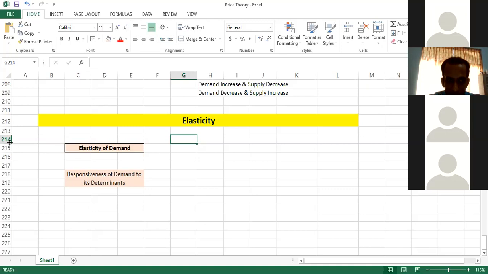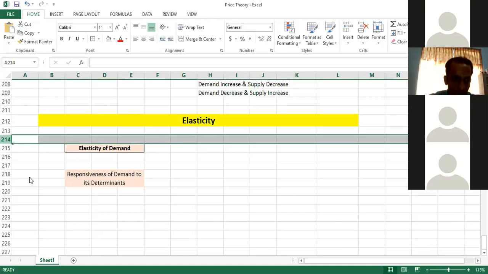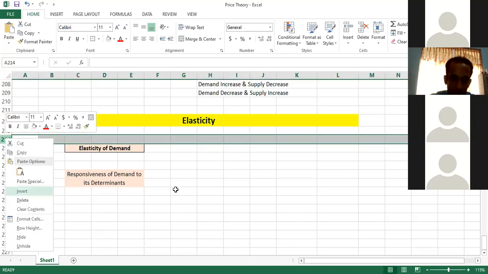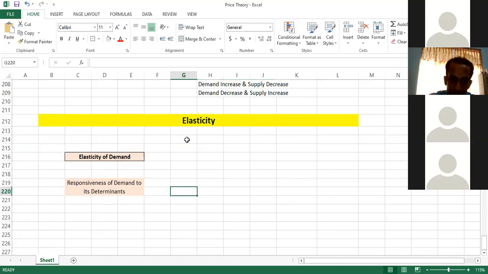Price of the own product. Yeah, so that is one main factor, price of the own product. Then consumer income. Right. Then price of substitutes. Not only substitutes, we can say prices of other goods.